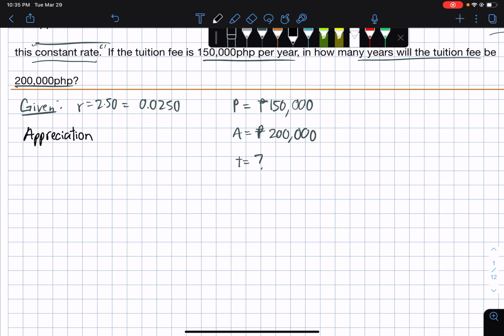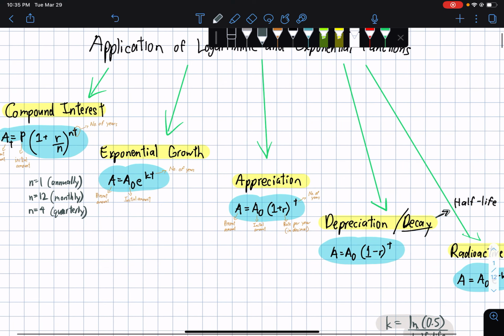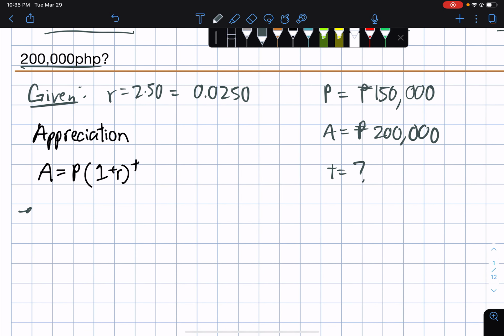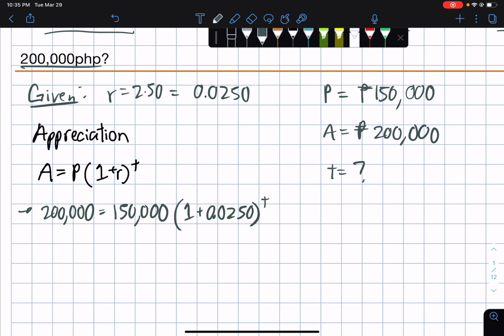Let's rewrite the formula of appreciation. So A is equal to P times the quantity 1 plus r raised to t. It's this one. So let's substitute. Let's give in the values. So 200,000 is equal to 150,000 times the quantity 1 plus r. r is 0.0250 raised to t. t is what we're trying to find.